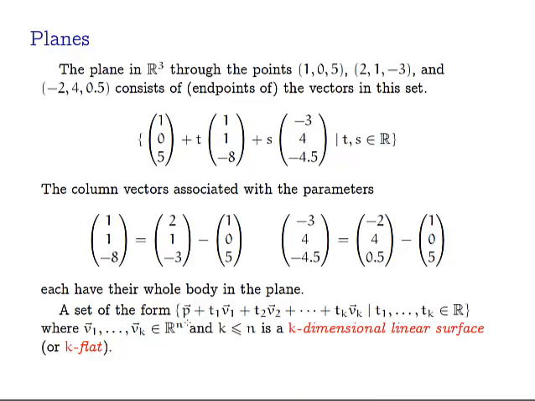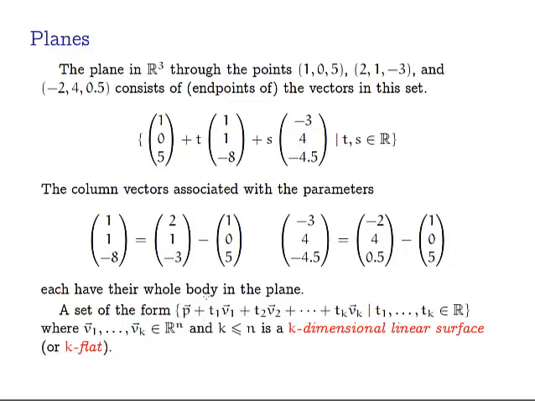Now, in general, we're generalizing this. It's the same idea. It looks a little complicated with all the indices, but really it's the same idea. In n-dimensional space, whenever you go out to a point and then add some linear combination of a set of fixed vectors, that's going to give you what we call a linear surface or linear subspace. If there are k of these vectors, this is a k-dimensional subspace. And you can think about the two examples we've done to see why.